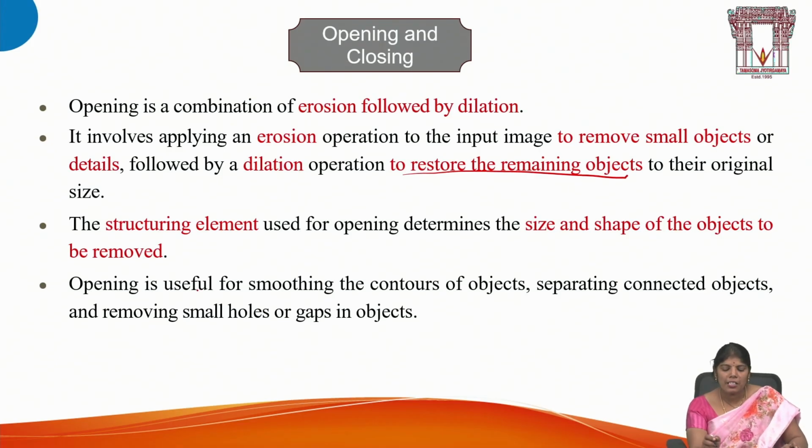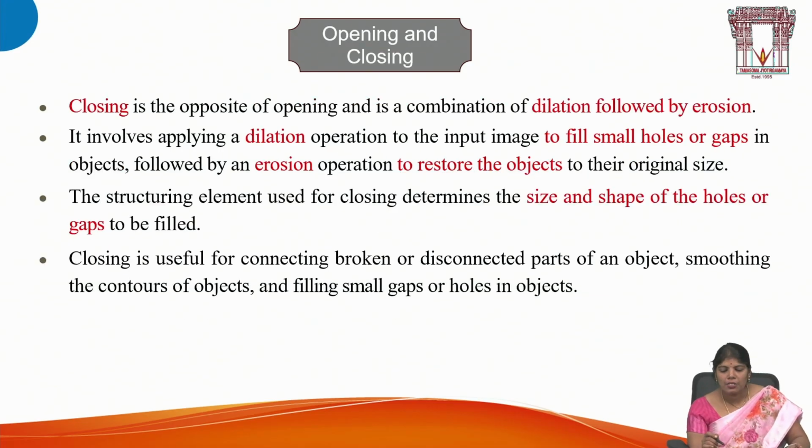The opening operation is mainly used for smoothing the contours of objects, meaning object boundaries. To smooth the object boundaries, you can use the opening operation, and also for separating connected objects. If I want to separate objects which are already connected, with the help of the opening you can separate those two objects, and also remove small holes or gaps in the object. If there is any unnecessary information in the object, to remove that information you can use the opening operation.